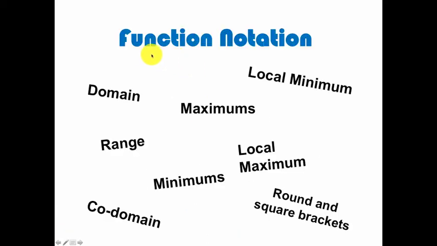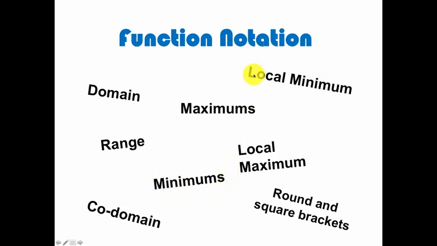So as you can see, we've covered a whole bunch of things in today's lesson. That is, we've looked at the domain, which is basically how far along the x-axis the graph goes. We've looked at the range, which is how far up the y-axis the graph goes from the lowest point up to the highest point. We've looked at the maximum, which is the maximum value for y that the graph actually shows, and the minimum value for y, that is the minimum.